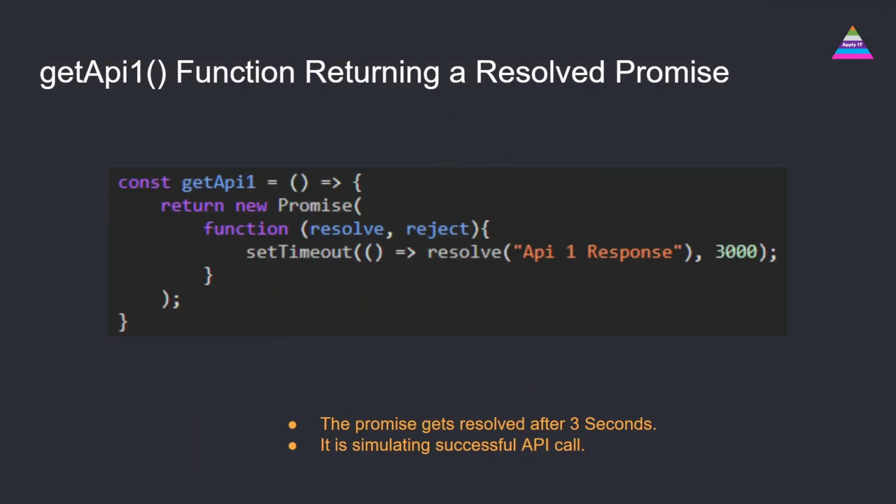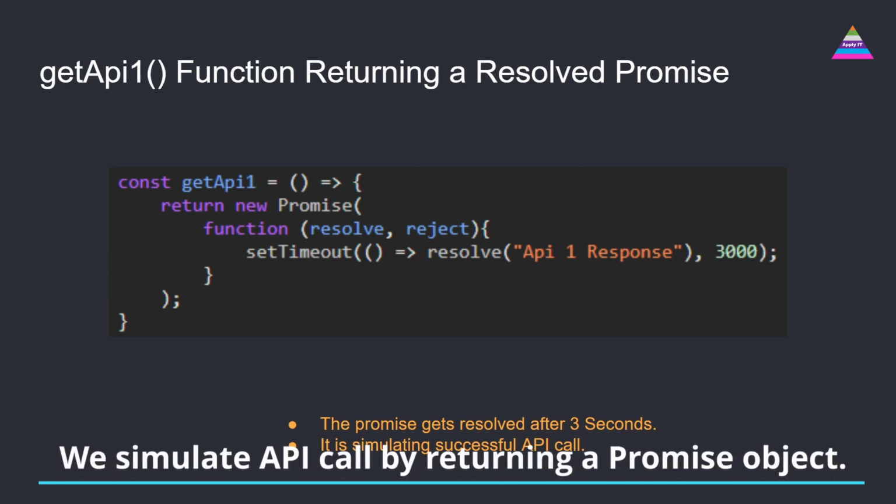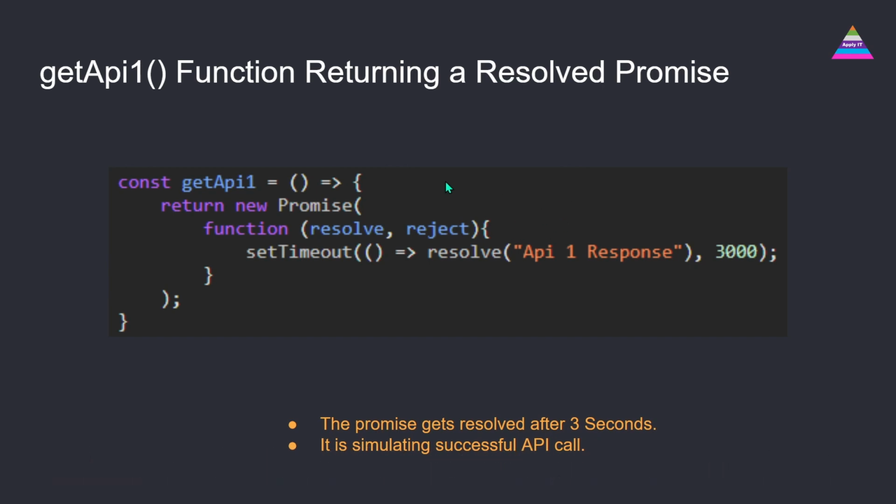So first we are going to write one function called getAPI1. This is simulating a successful API call. So this function is returning one promise. This getAPI1 function is returning a resolved promise after 3 seconds. This function returns the response, API1 response, as a promise.